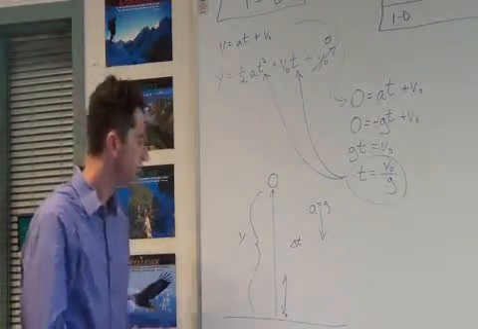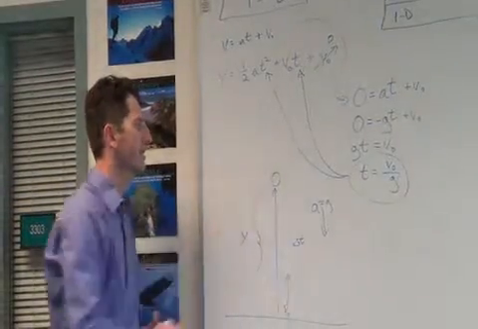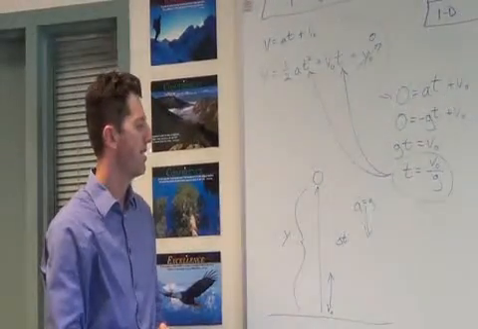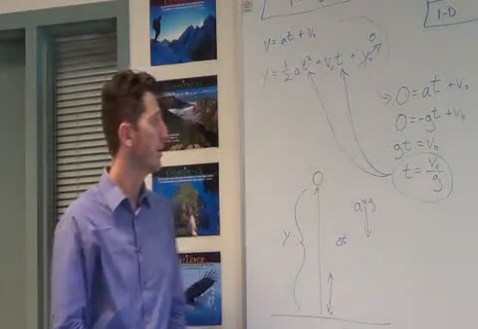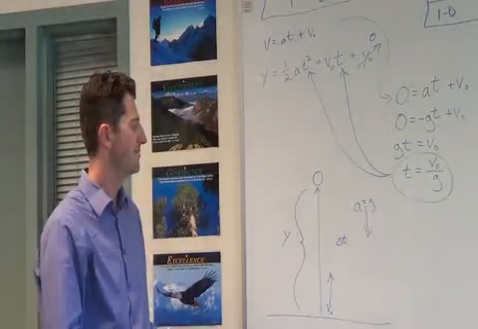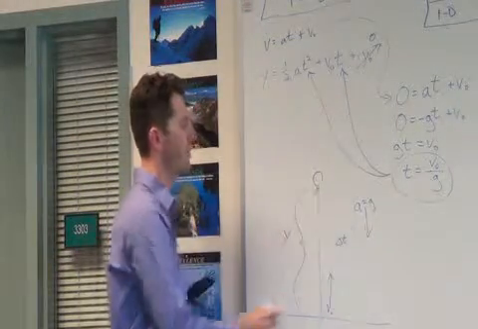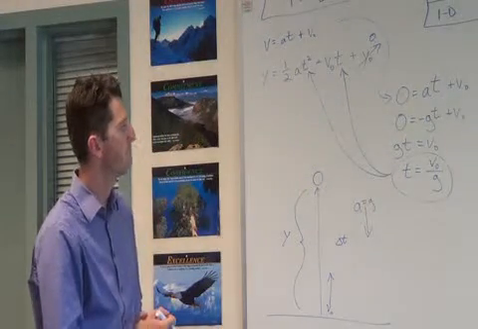So here's something to think about. If it takes 1 second to get to the top of the path, then how long does it take till it comes back to Earth? Well, of course, by symmetry, it's just going to be 2 seconds, because the time up has to equal the time down. And we can show that as well.